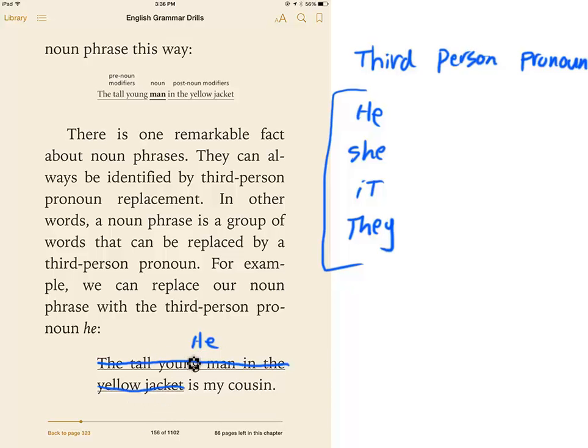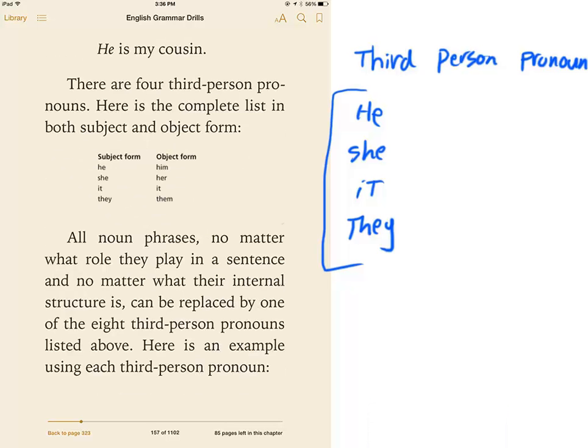The entire noun phrase is replaced with "he," and you can see that they do that on the next page, right here. It says there are four third-person pronouns for the subject: he, she, it, and they, which is what we have here, and then an object form: him, her, it, and them. Remember, the subject of the sentence is the thing that's doing the action. The object of the sentence has the action done to it. So it usually comes at the end of the sentence. So let's take a look at those.